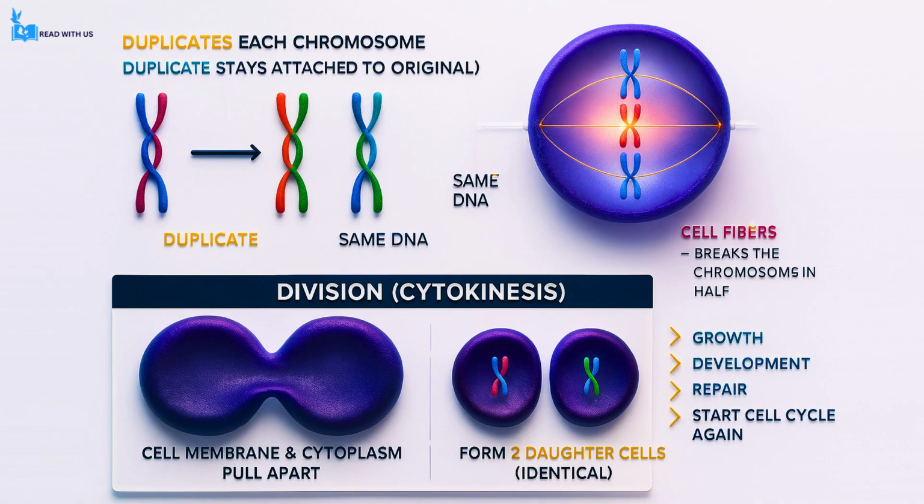Once the chromosomes have been separated and moved to opposite sides, the final phase of the cell cycle begins, which is known as cytokinesis. During cytokinesis, the cell membrane begins to pinch inward, and the cytoplasm is divided between the two new cells. The result is the formation of two completely separate daughter cells, each with its own nucleus and full set of chromosomes. In humans, this means each new cell has 46 chromosomes, just like the original parent cell. These new cells are genetically identical to each other and to the original cell they came from.